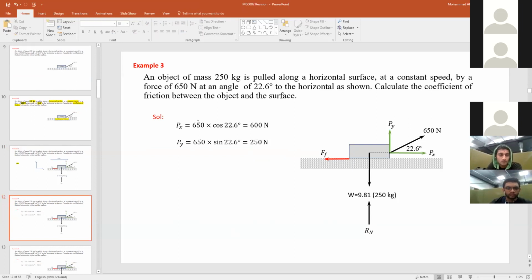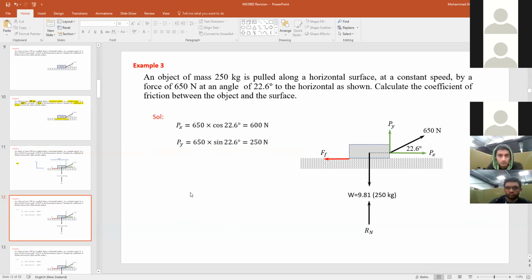So what do you have? 650, this force, which is given to us, times cosine 22.6 will give you 600 newtons. So this is the component in the x-axis. The same thing for the force in the y direction: 650 sine 22.6, and that represents the force in the y direction.